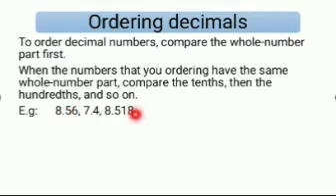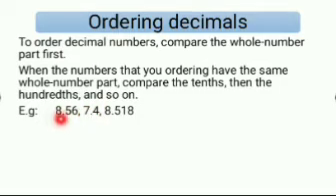Now to compare these, we compare the whole number part first. The whole number part here is 8. The whole number part here is 7. The whole number part here is also 8. So 7 is less than 8. That means we need to write 7.4 first.